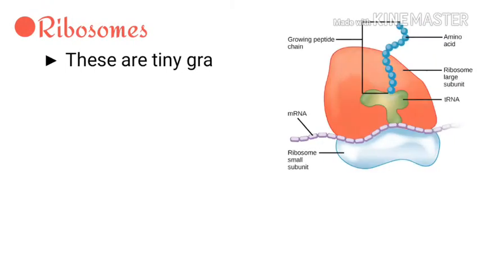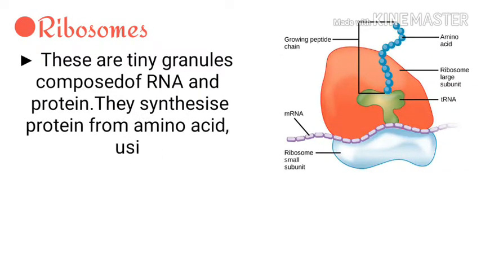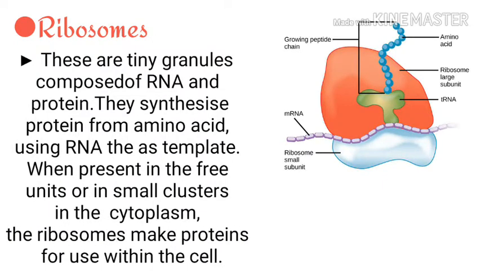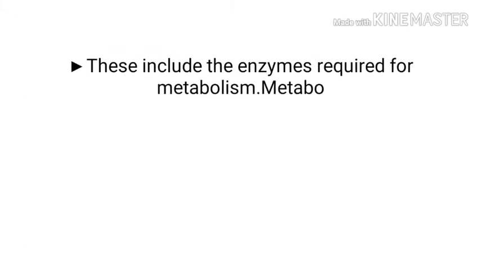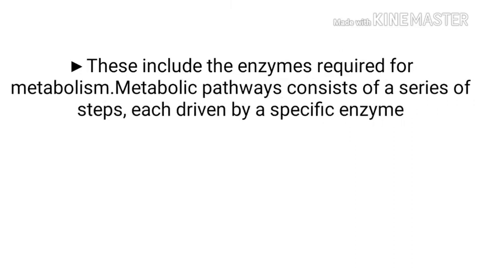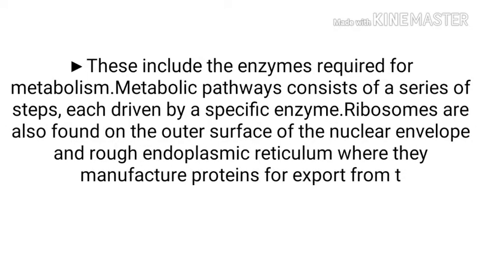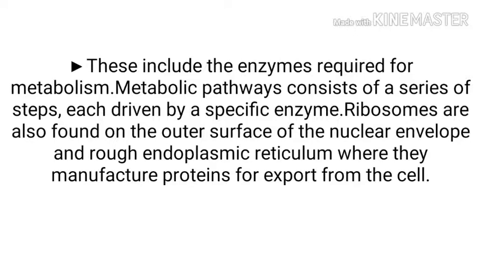Ribosomes. These are tiny granules composed of RNA and protein. They synthesize protein from amino acids, using RNA as template. When present in free units or in small clusters in the cytoplasm, the ribosomes make proteins for use within the cell. These include the enzymes required for metabolism. Metabolic pathways consist of a series of steps, each driven by a specific enzyme. Ribosomes are also found on the outer surface of the nuclear envelope and rough endoplasmic reticulum, where they manufacture proteins for export from the cell.